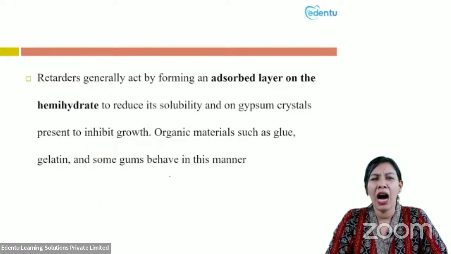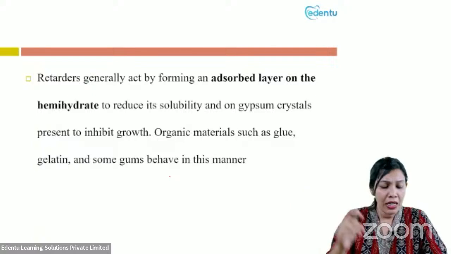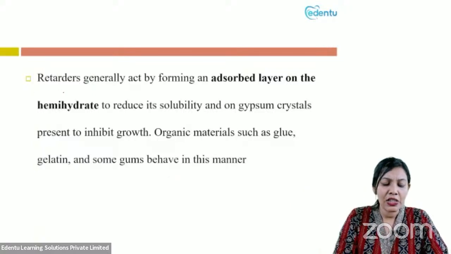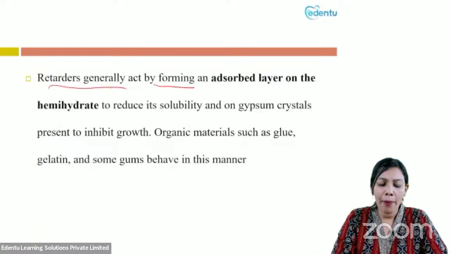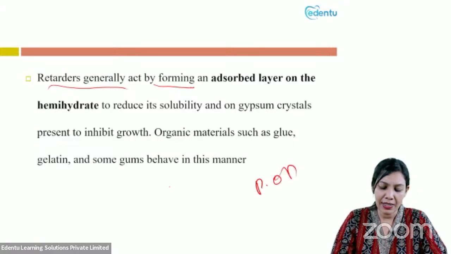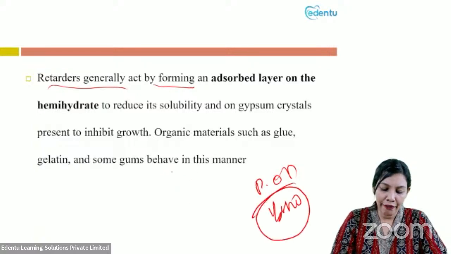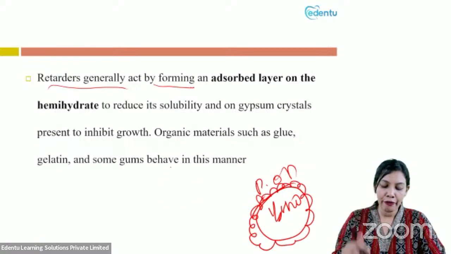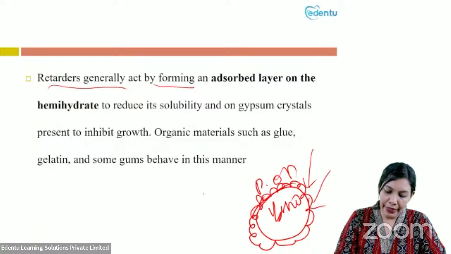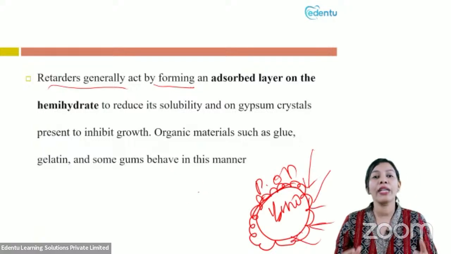How do these retarders inhibit the setting time? Retarders generally act by forming an absorbed layer on the hemihydrate. We know that plaster of Paris consists of hemihydrate. Onto its surface, they form an absorbed layer. So there are no nuclei for the attachment of other calcium sulfate onto its surface, and no reaction takes place. That is how they inhibit the growth of the crystals, right?